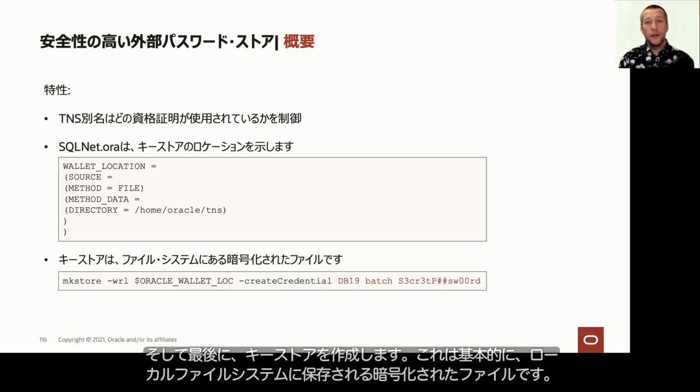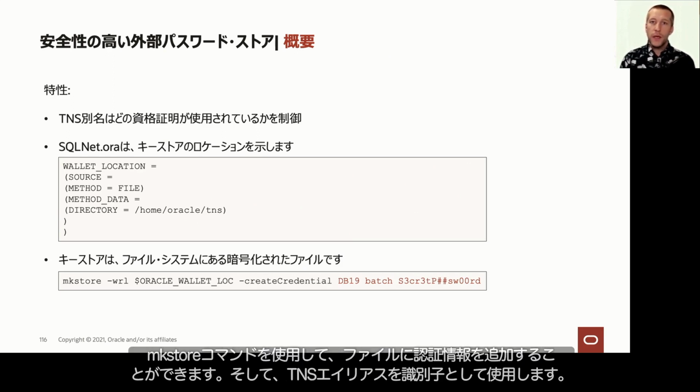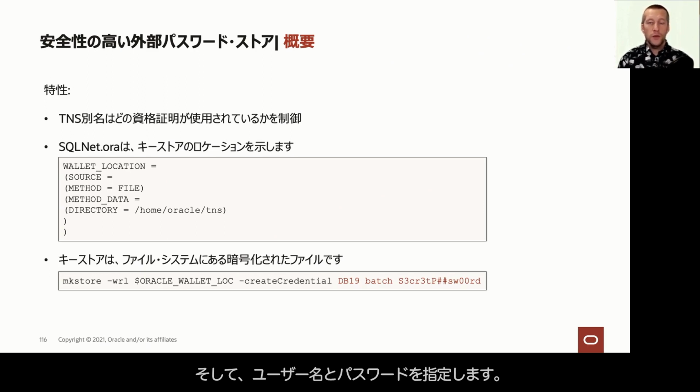And then finally, you can create a key store, which is basically an encrypted file stored in your local file system, but it's encrypted with an encryption key that only the client knows. And it holds your credentials. You can use the mkstore command to add credentials into the file, and you use the TNS alias as an identifier, and then you specify the username and password.